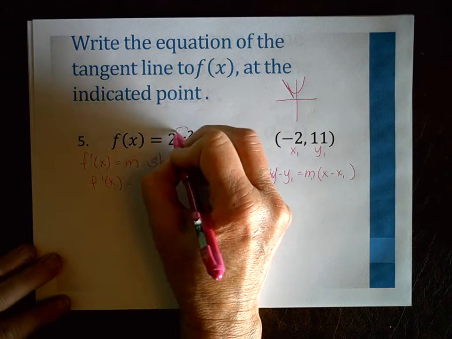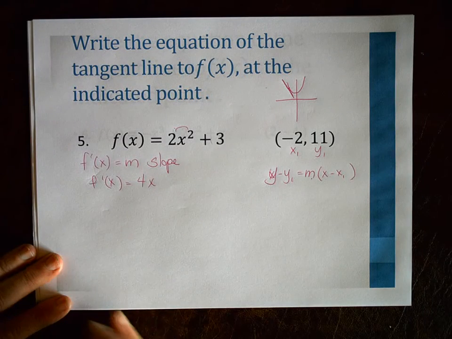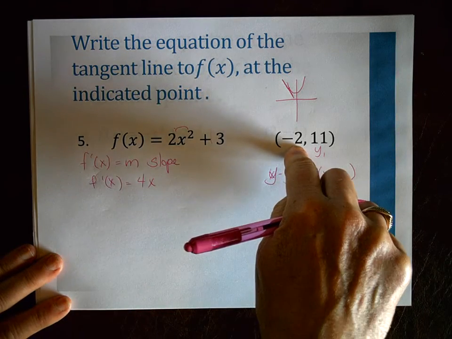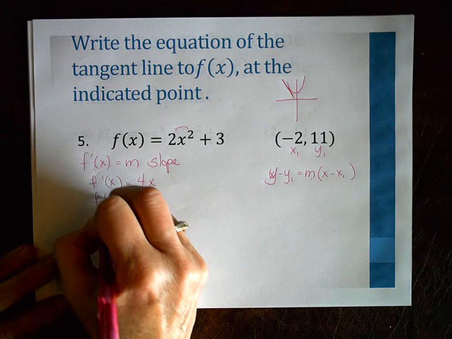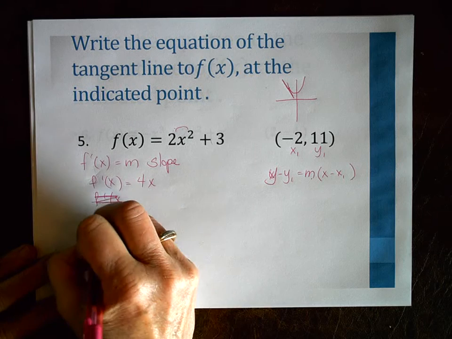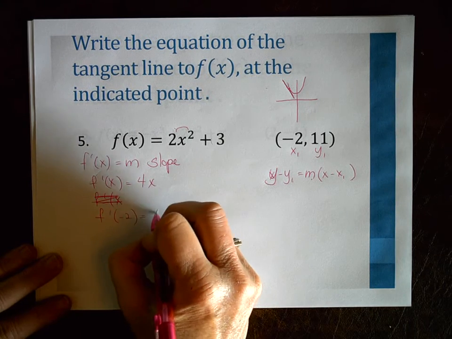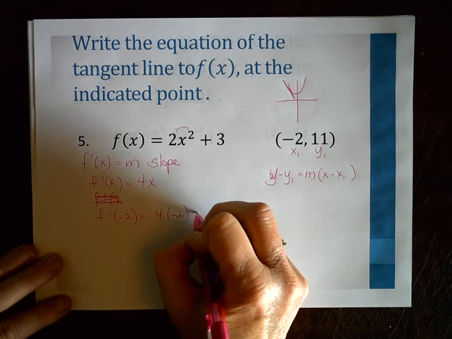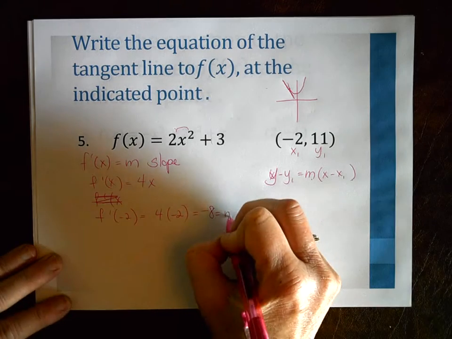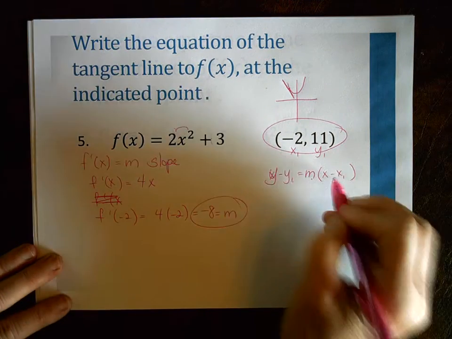Favorite thing to do, power rule: 4x, nothing there, so it's just 4x. And then you're going to plug in -2 into that equation. That's why we practice plugging into the derivative, so it's 4 times -2, which is -8. That's your m value. And now we're going to plug this and this into there.